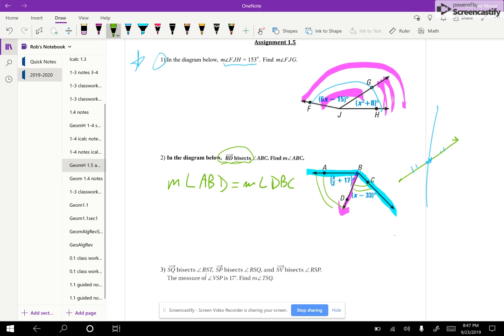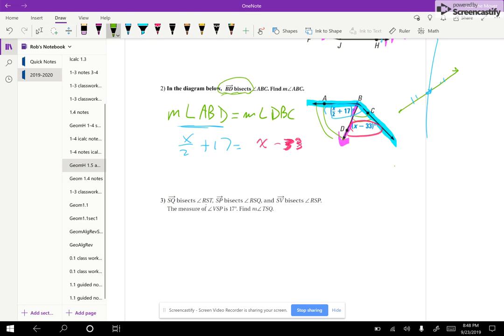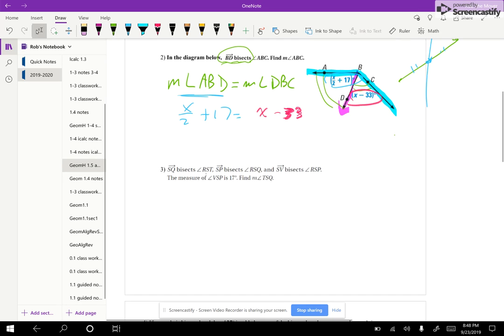So if those things are equal, all we need to do is plug in their measures. This one, x over 2 plus 17, goes here. And x minus 33, which is the measure of that angle, goes there. The rest is algebra 1. The geometry at that point is done, and you just need to do algebra 1. Again, a lot of you are struggling with fractions. I'm sorry, you need to struggle through it, and you will get better with hard work.